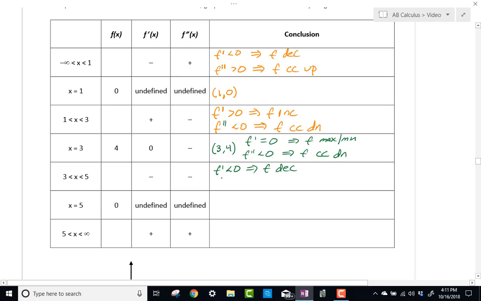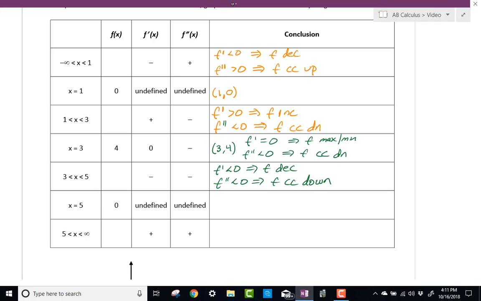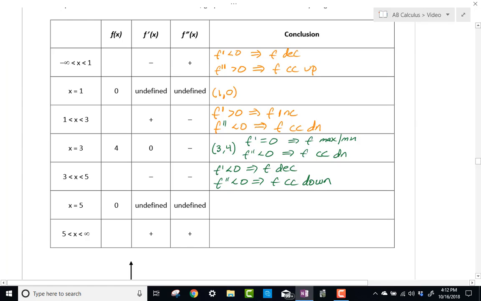All right, and I'm going to come back to that in just a second. F double prime less than 0 implies that f is concave down still. All right, so now I'm going to hold up here, because once I see this, I'm going to go back, because I need to figure out if this is a max or a min. So I need to look at what's happening from here to here, and I went from increasing to decreasing right here. So if I go from increasing to decreasing, that means that f had to have a max, and that max is at 3, 4. All right, so we're going to use that as one of our points in just a minute here.